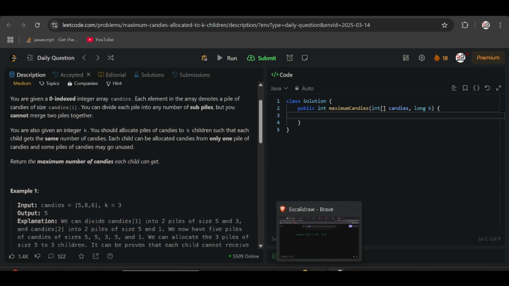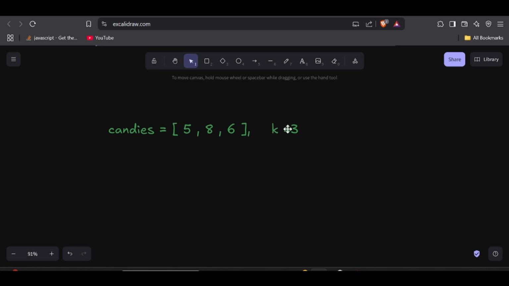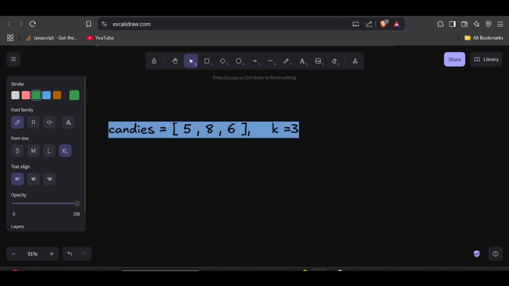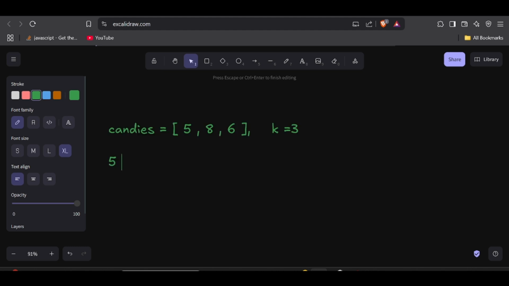So let's understand the question first. We are given an integer k which denotes the number of children and an array of piles of candies. The first solution you might be thinking is simply what we can do: we will just add all the candies in all the piles and at last just divide it by the number of children. So it will give me 5 plus 8, 13, 13 plus 6, 19, 19 divided by 3 is 6. So can we give 6 candies to each child in this question?